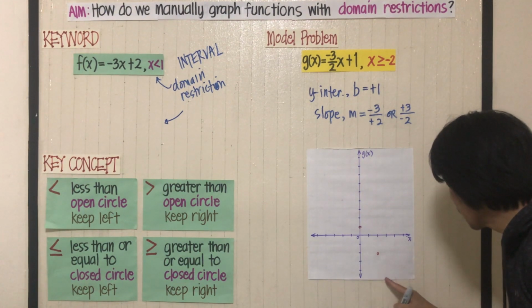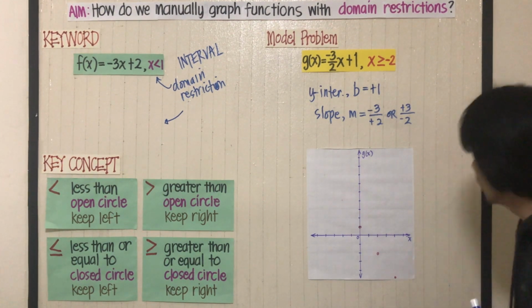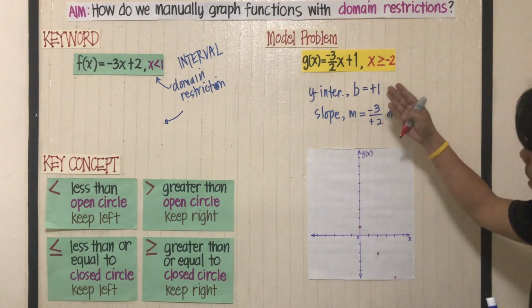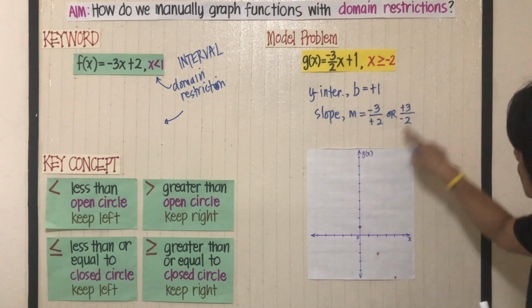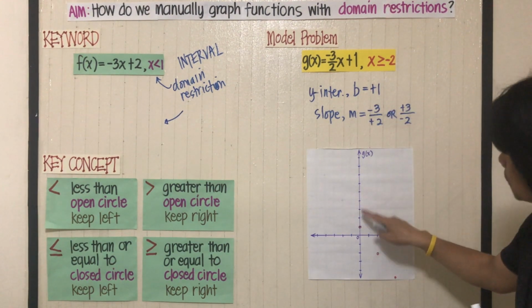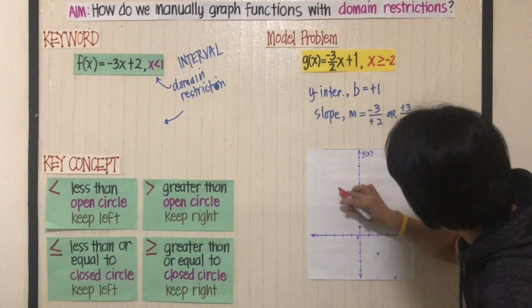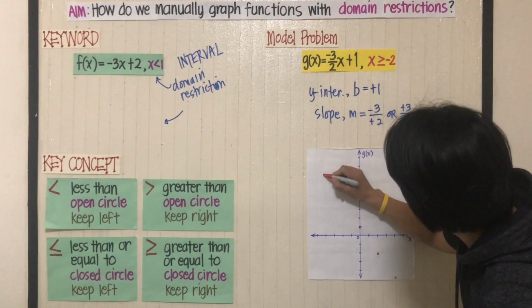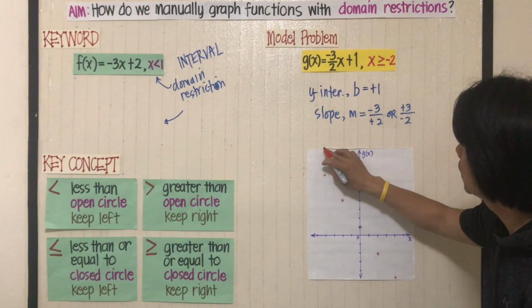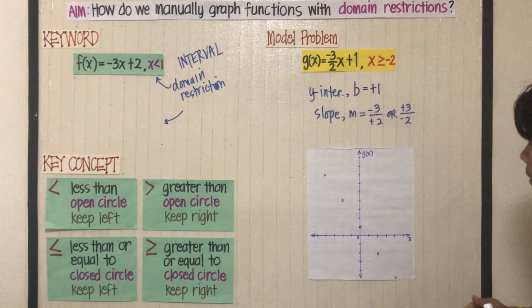Repeat the process. This is my third. Now if I need more points up here, move up 3, to the left 2. 1, 2, 3, 1, 2. 1, 2, 3, 1, 2. 1, 2, 3. We don't have enough space for that point.